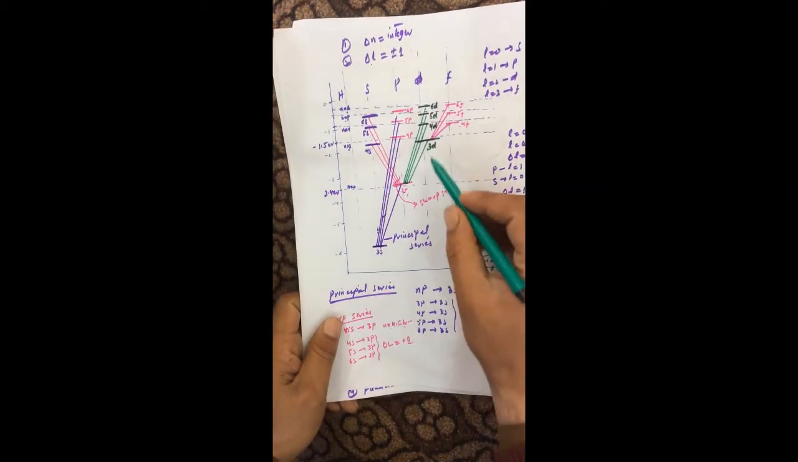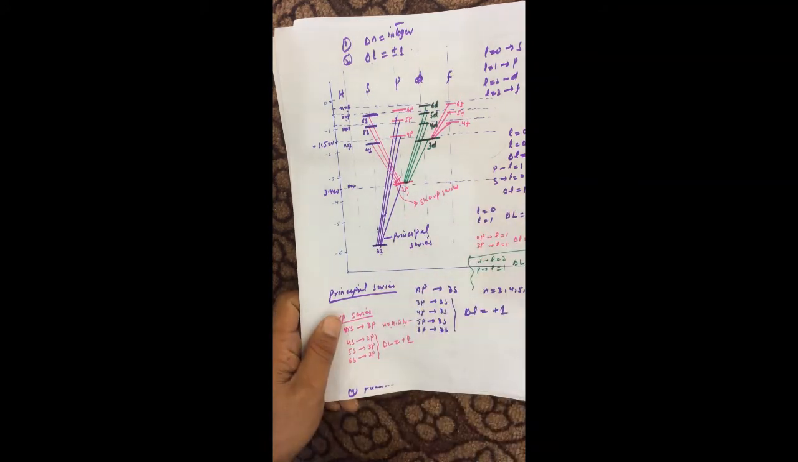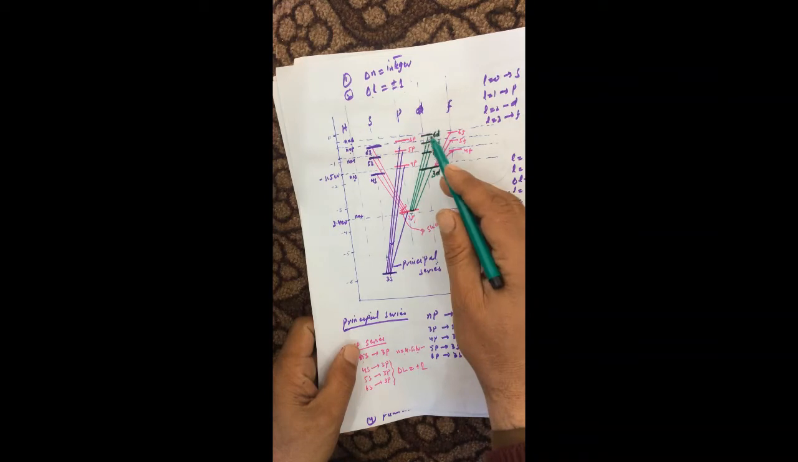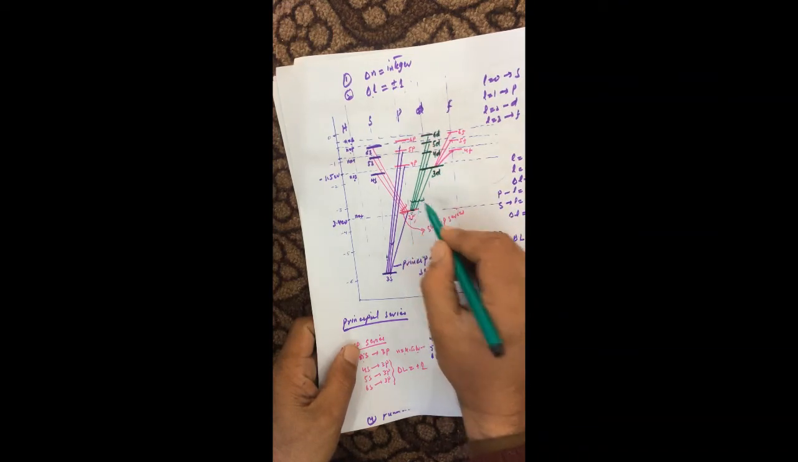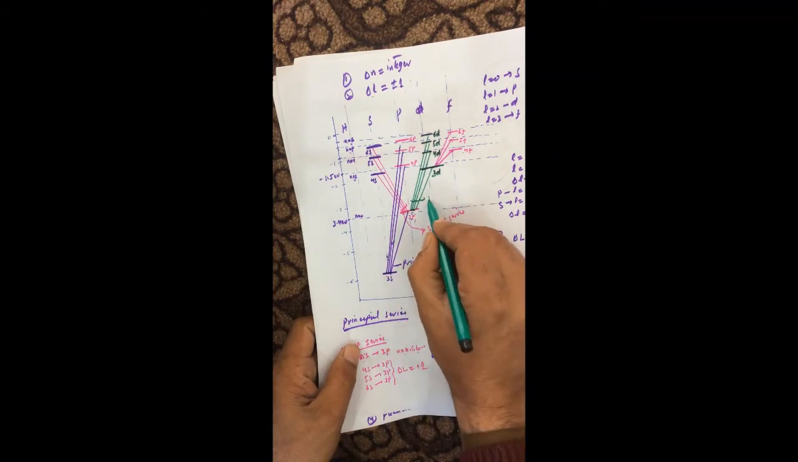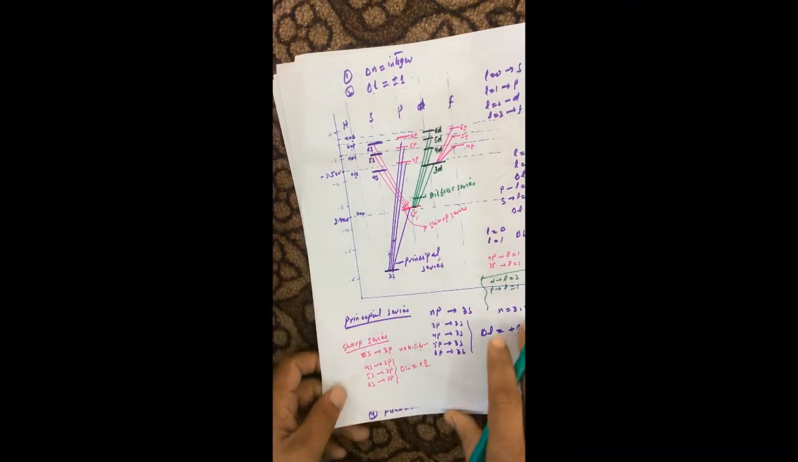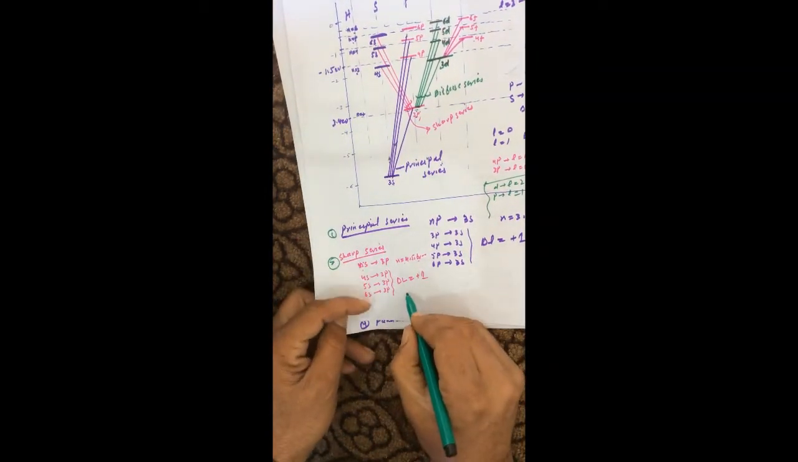So it means that we have a transition from 3D to 3P, 4D to 3P, 5D to 3P, and 6D to 3P. And the transitions from D suborbital to 3P are called the diffuse series. This is called diffuse series. So here we have the first, the second, and the third one.